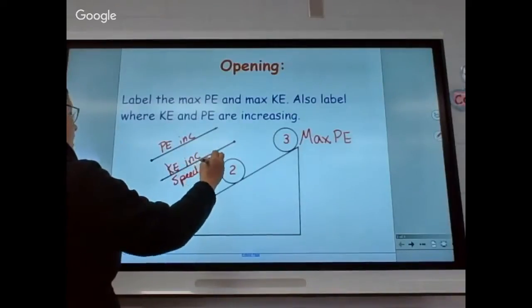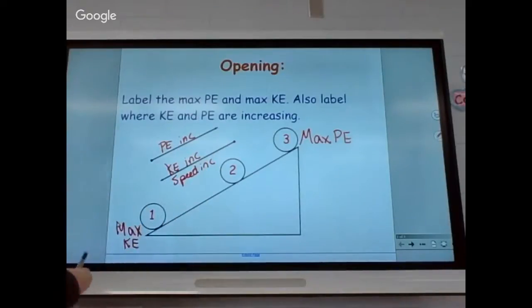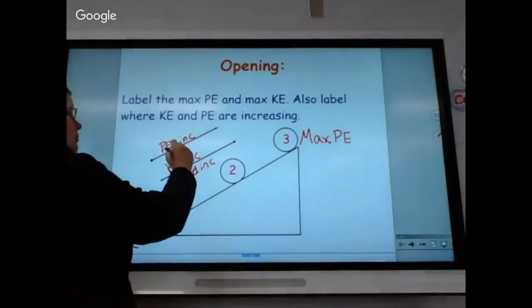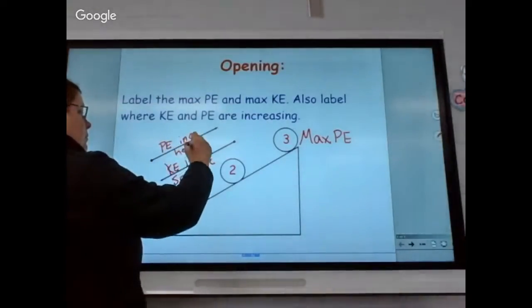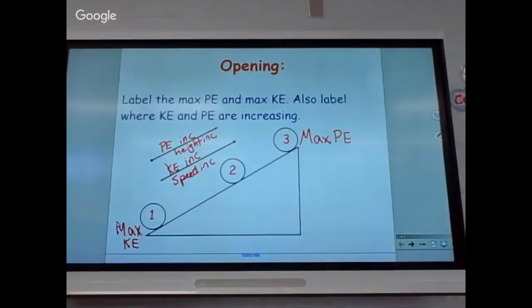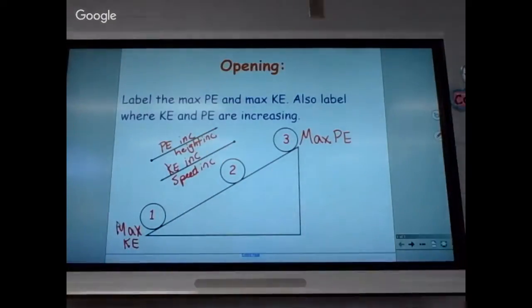Now, this is the connection that you guys have to make. Anytime speed is increasing, kinetic energy is increasing. Anytime height increases, then potential energy increases. As long as you have that connection in your head, you should be able to answer those anytime you want to. But a lot of people don't have that in their heads.